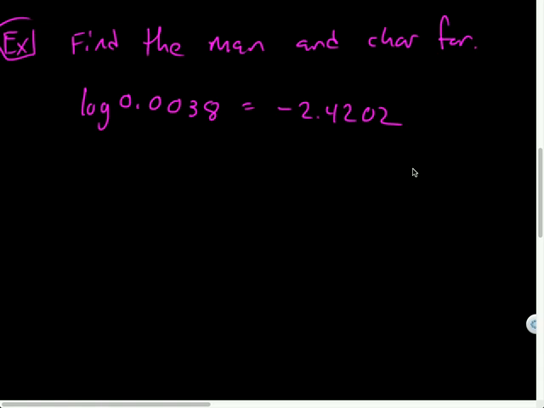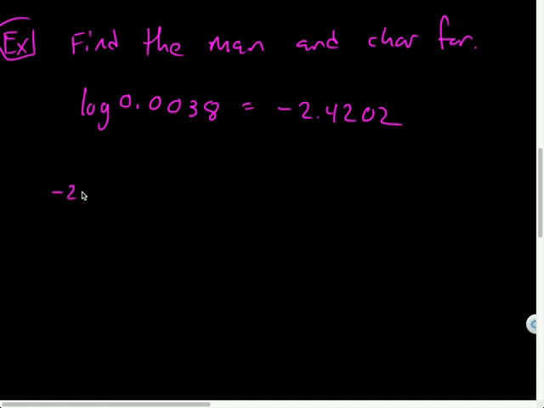Do you have to plug it into the calculator? Well, in this case, yeah, because I wouldn't have that on a chart. We could have written that in scientific notation and maybe found some other interesting things. Maybe you'd be tempted to say that the characteristic is the -2 and the mantissa is the 0.4202.